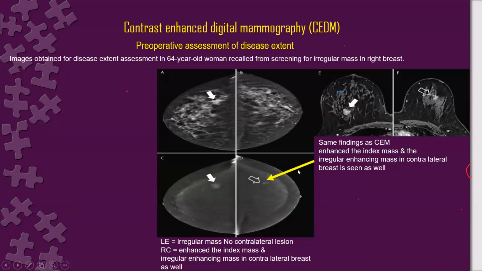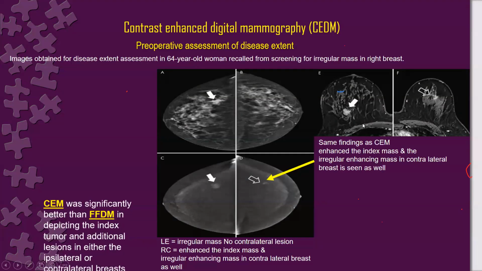Okay, so let us go to another indication, which is preoperative assessment. If we look at this image, this is mammography, demonstrating something here, proven to be invasive cancer. But the breast is heterogeneously dense. Contrast-enhanced mammography demonstrates the same lesion enhancing in the right breast, but picked up another smaller enhancing lesion in the contralateral breast, which was also seen on MRI along with the enhancing right breast lesions.